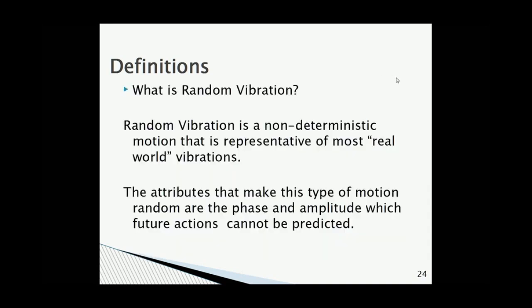Now moving on, what is random vibration? Random vibration is a non-deterministic motion that is representative of most real-world vibrations. The attributes that make this type of motion random are phase and amplitude, which means future actions cannot be predicted.